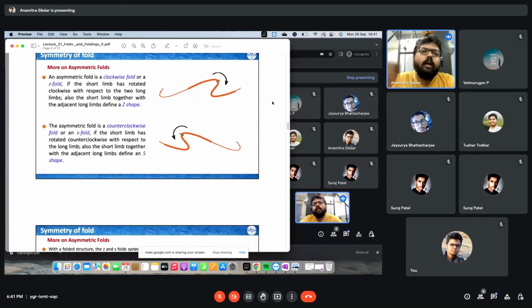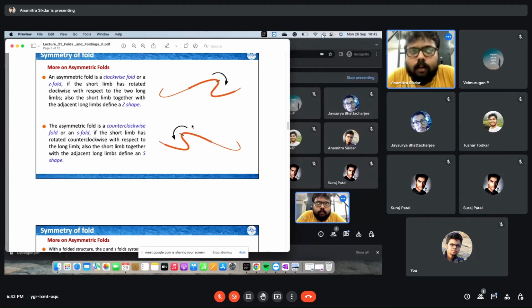When we are considering the Z or S, one thing we have to be very clear about is that we will always consider long, short, and then long limb. This is the longer part, this is the shorter part, and this is again the long part. So in the long, short, long convention, if you get something that looks more like a Z, we call it a Z fold. If it resembles an S, we call it an S fold.